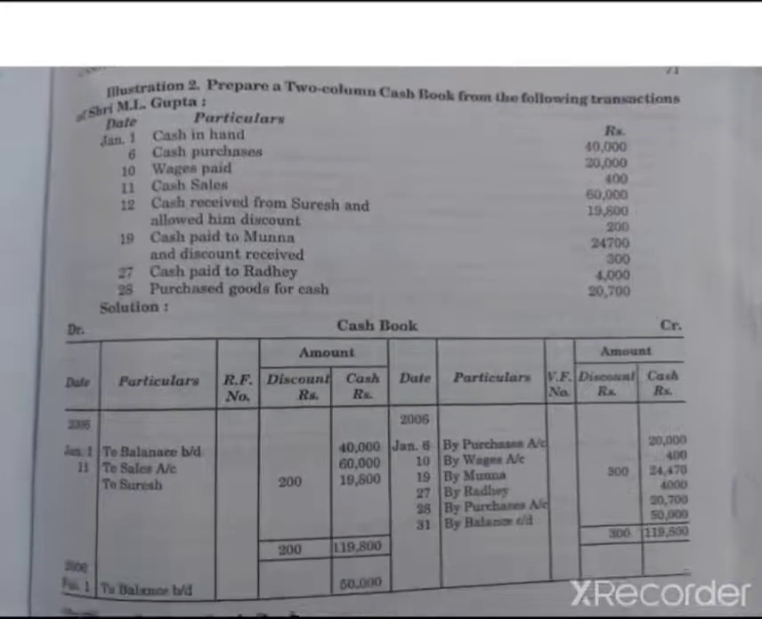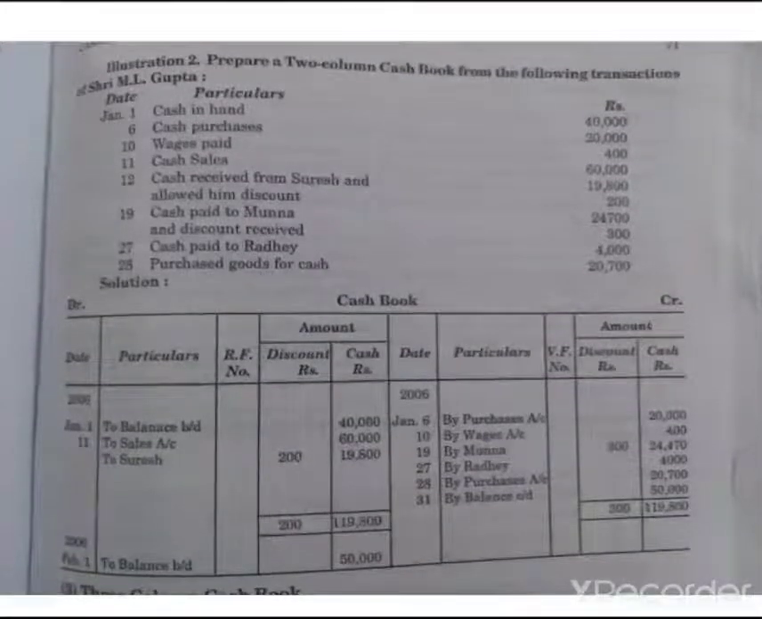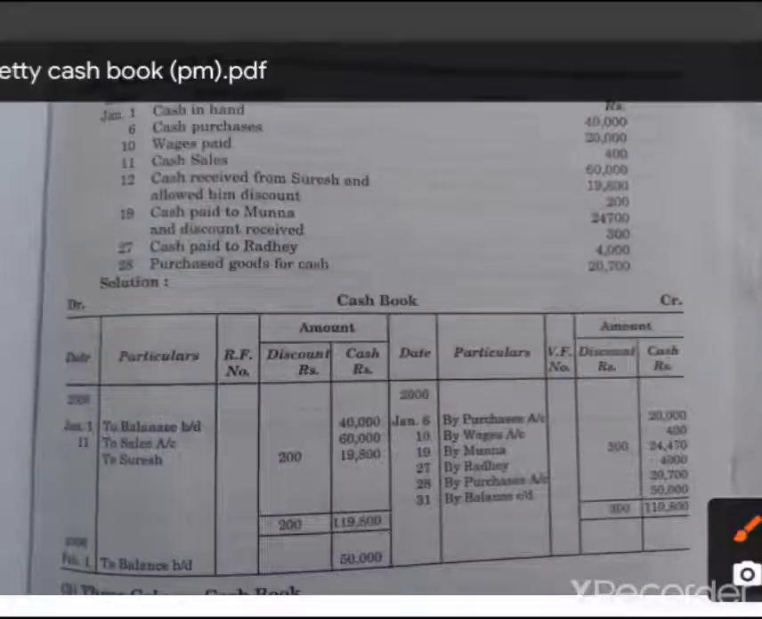Here is the illustration. Cash in hand, that is 40,000, that is the cash in hand for the business. So cash in hand, cash purchase, wages paid, cash sales, cash received from Suresh and allowed him a discount. That is rupees 200. So it is like cash discount is allowed to Suresh.